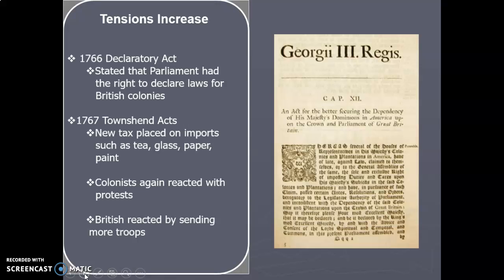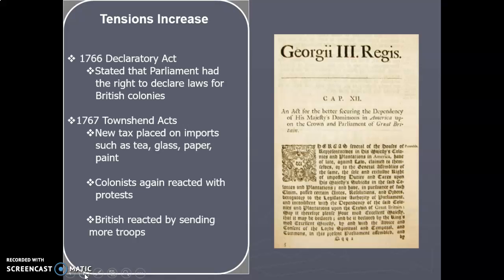British depression, money. In 1766, they passed the Declaratory Act. You need to put stars by that one. Like I said, Stamp Act, Quartering Act, Declaratory Act, put a star by. And what this does is it says Parliament has the right to declare laws for the British colonies. It takes the colonies' lawmaking ability away from them.